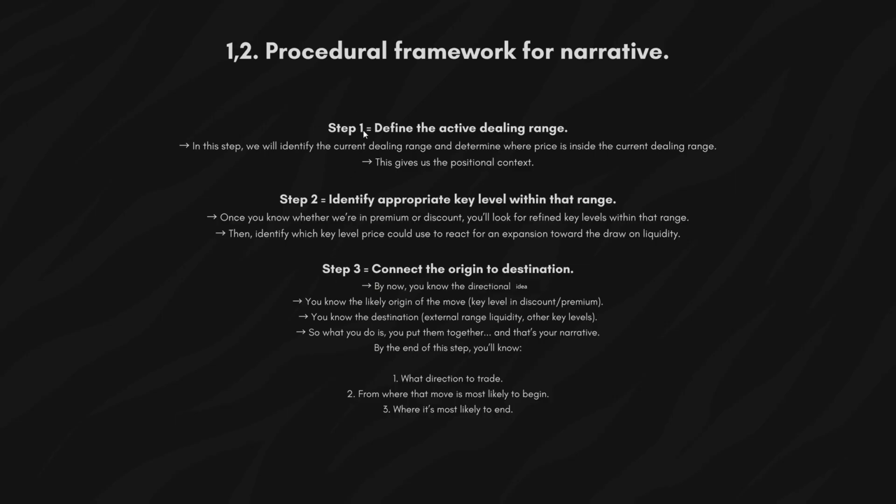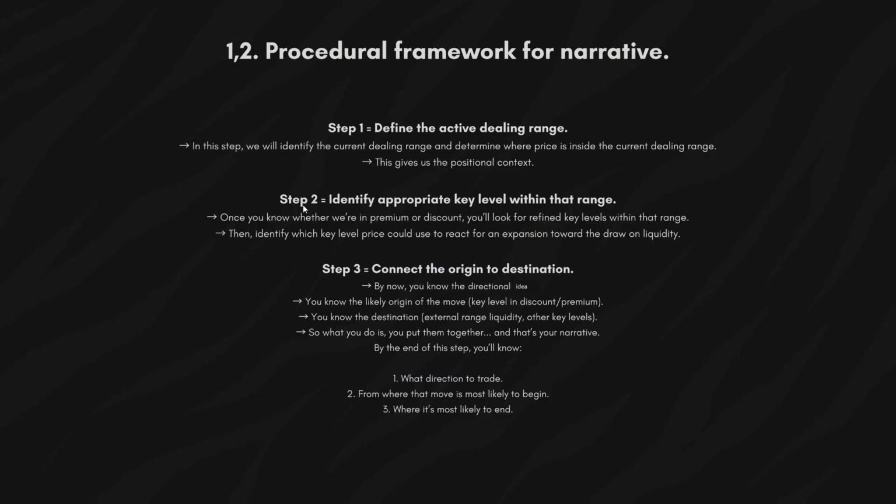Number 1, we define the active dealing range. So the very first thing that we do is we identify the most recent and the most relevant expansion swing, and we define that expansion swing into a dealing range. Okay, and then we ask ourselves, when we look at price action, where is price sitting within that dealing range? Is it in premium or discount? Has it moved out of a previous dealing range and entered a new one? And this is important because it gives us a positional context regarding price action.